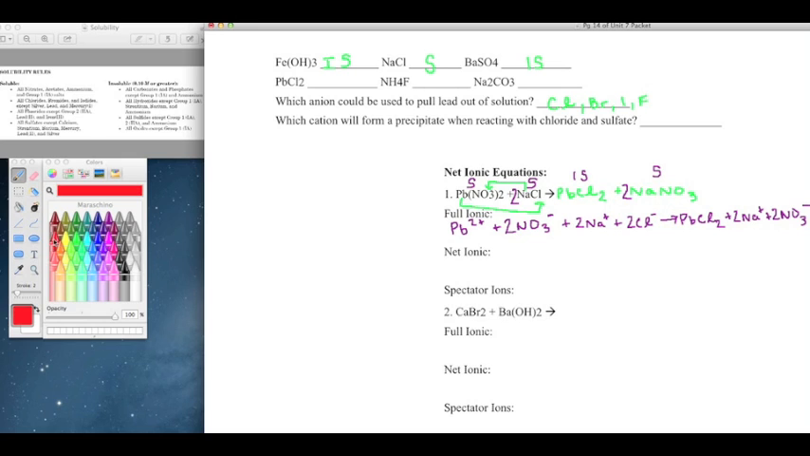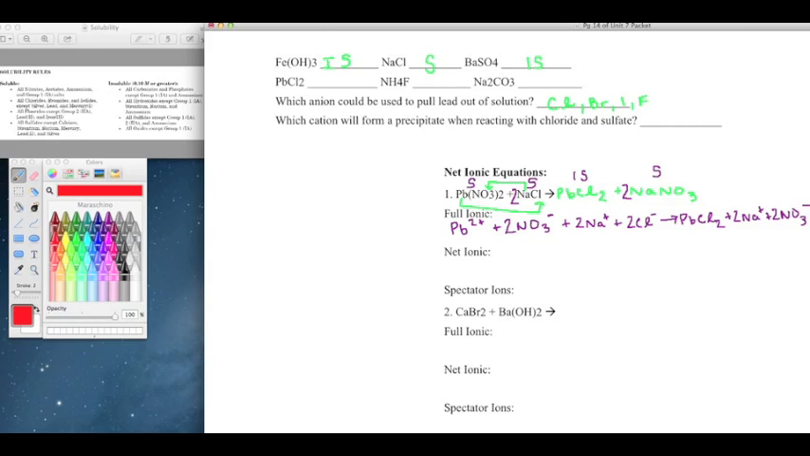Alrighty, now here comes the fun part. Anything that's the same on the left and right-hand side, I can cross out. So Pb2 plus is definitely not the same thing as PbCl2. All right, they have to be identical on either side. So let's take a look. So that's not the same.